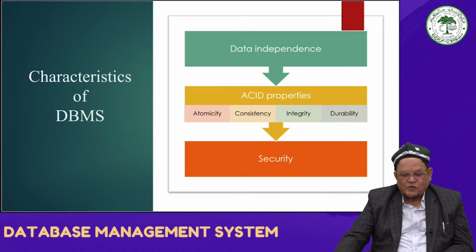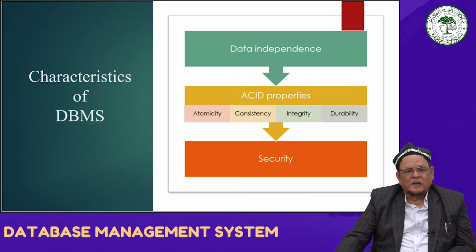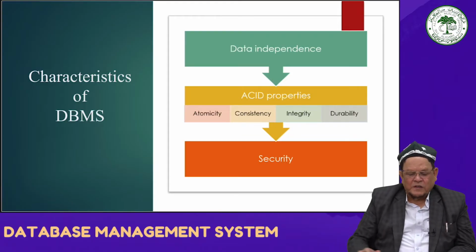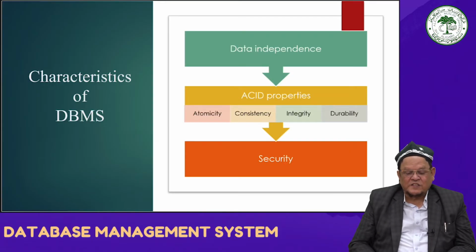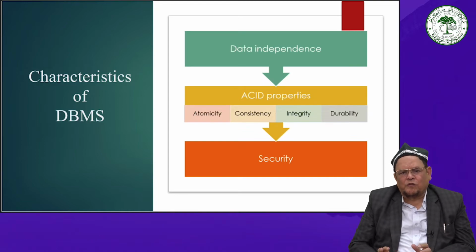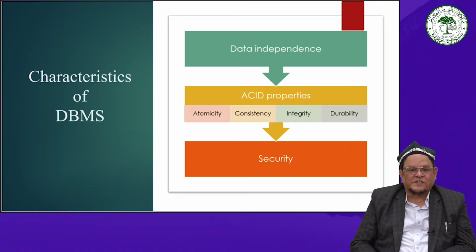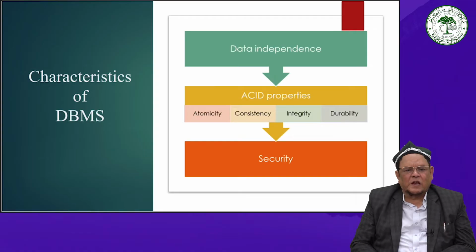Here on the screen you can see the ACID properties. ACID means A for atomicity, C for consistency, I for integrity, and D for durability. Atomicity means either the operation should be performed or not performed. It should be a complete operation, 0% or 100%. DBMS provides atomicity as a characteristic. This is the most important and useful characteristic of a database management system.